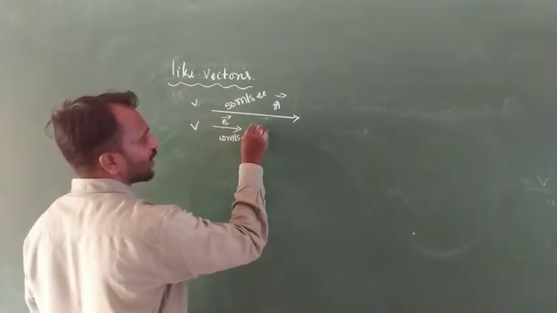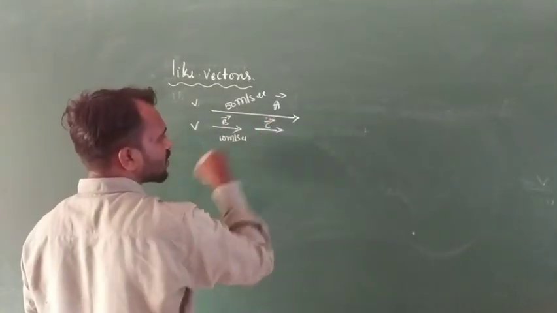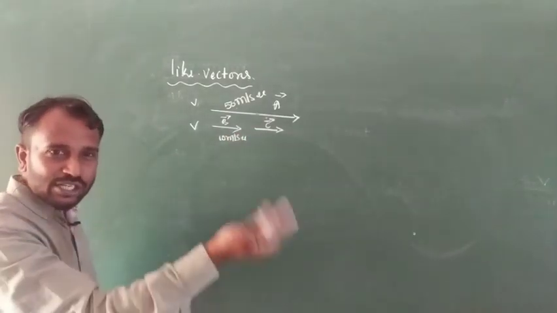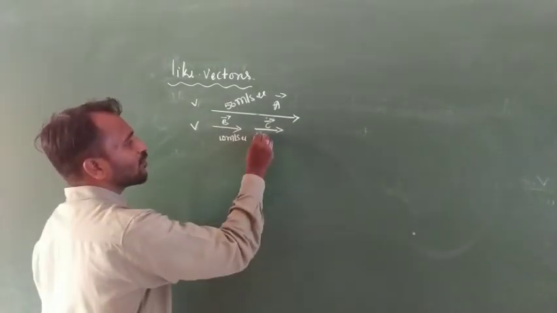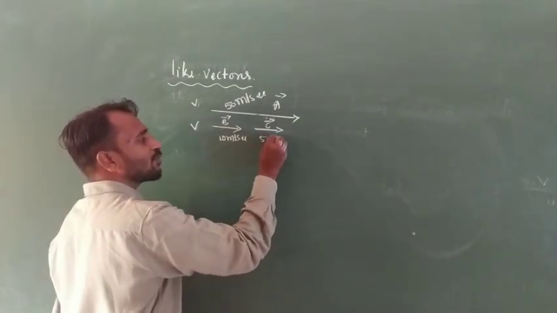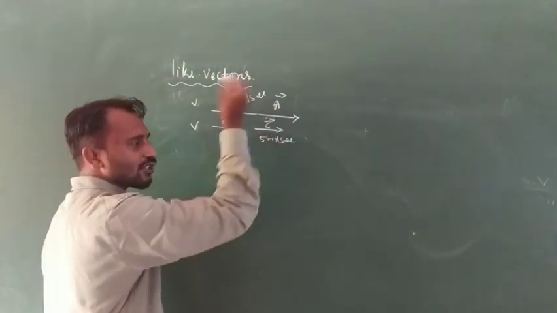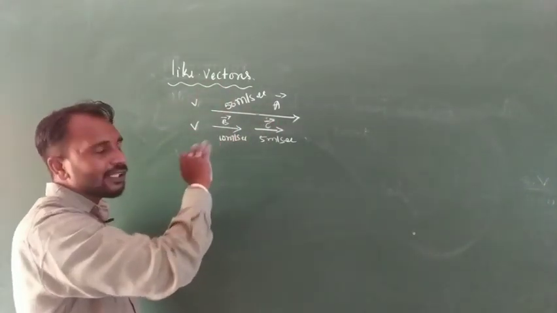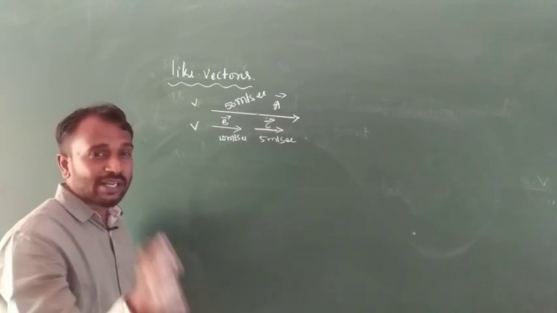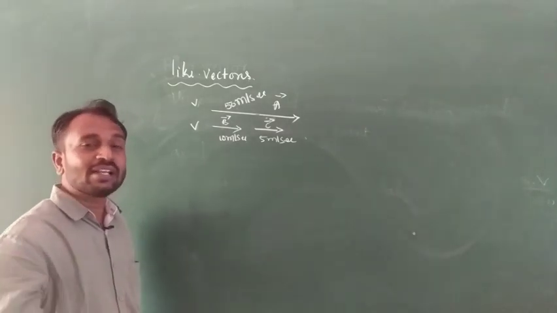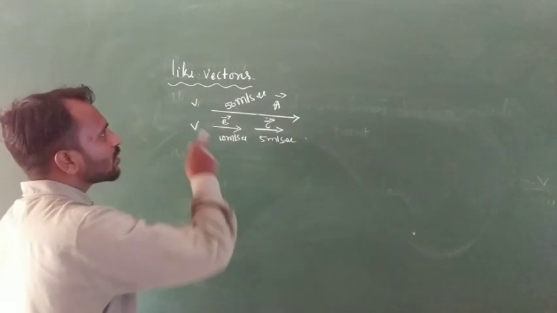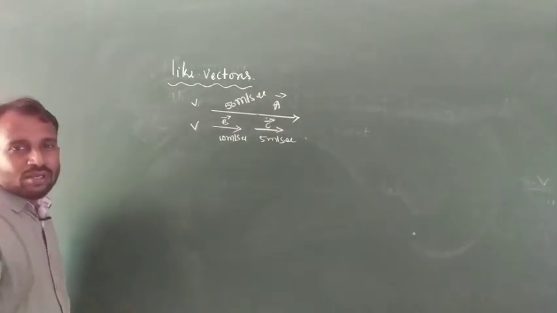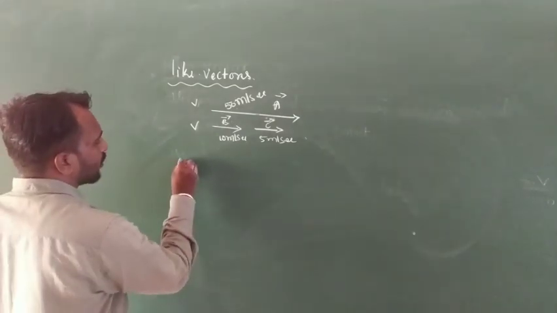Another one we consider here, this one is vector C. This is also parallel to the first one, and the direction is also the same, and here the magnitude we consider, for example, 5 meter per second. The magnitude changes, but all are parallel, and the direction of these vectors is also the same, with the same physical quantity. So this one we consider like vectors. Another one is unlike vector.